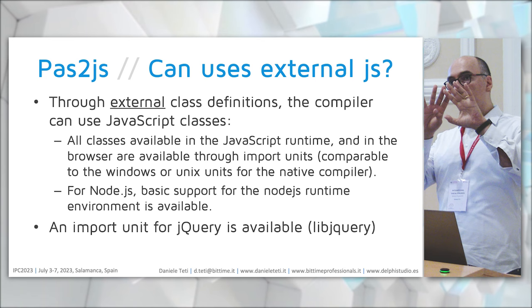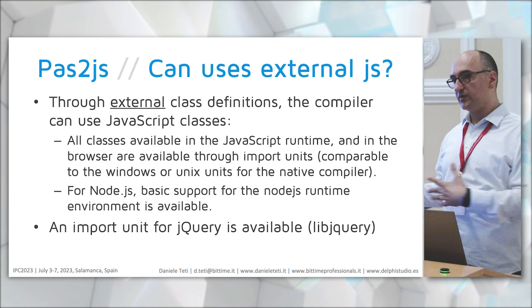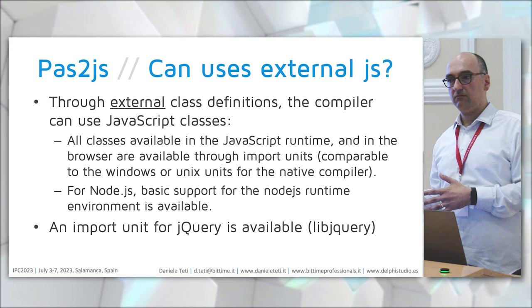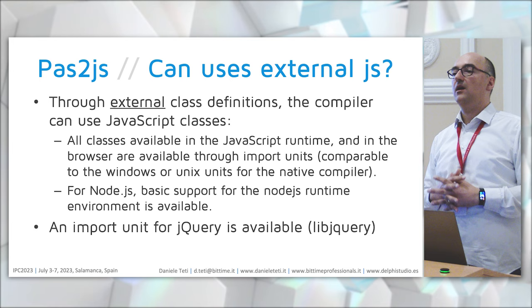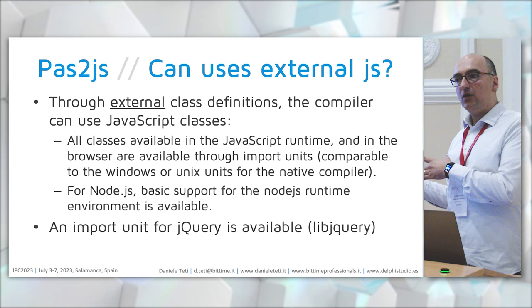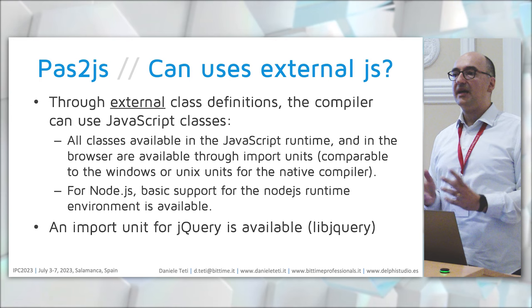the environment API. So when you develop for the browser, you have a global object which is called window, which allows you to access all the stuff that normally a window object provides in a browser. When you develop for the Node.js server, you have all the environment related to Node.js, but it's statically typed.